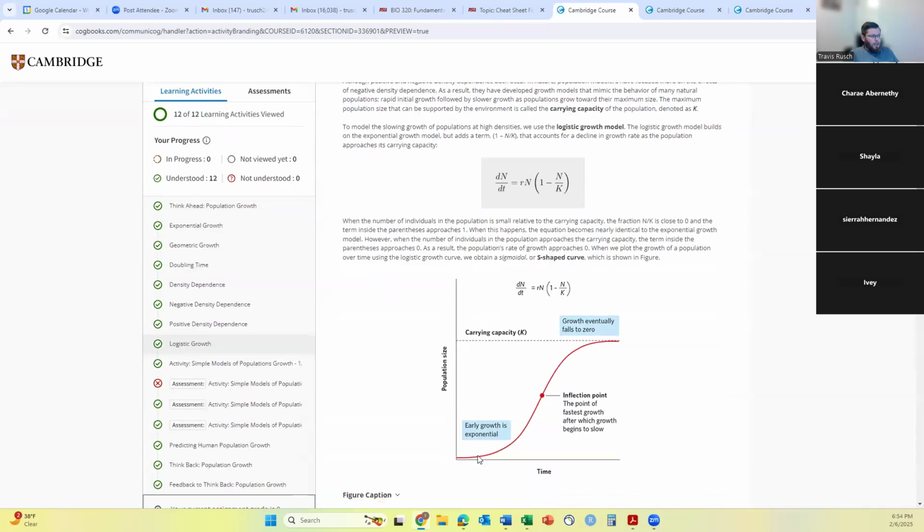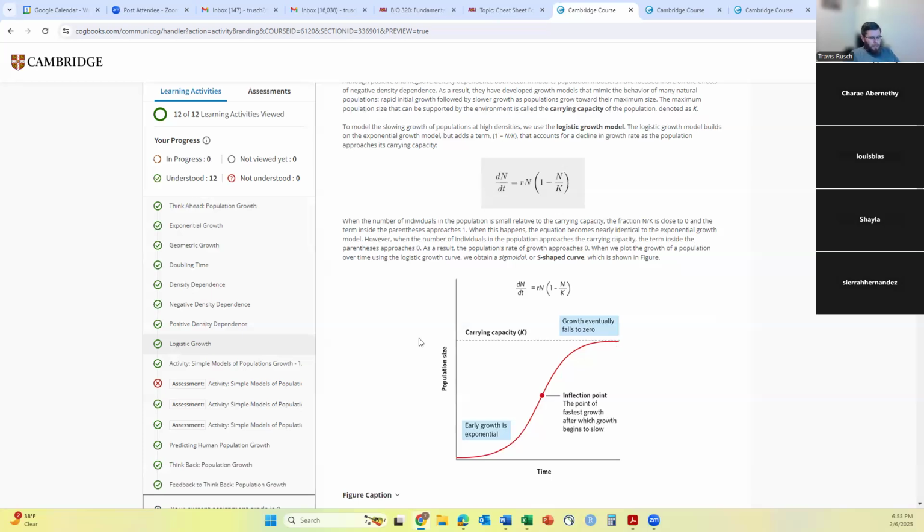So it's going to look like exponential growth initially because there's going to be rapid growth. And then when it reaches, or nears, its carrying capacity, it typically will tend to plateau and stay right along the line of its carrying capacity.